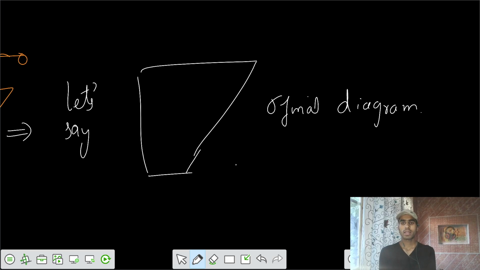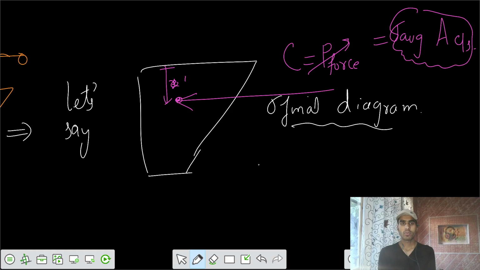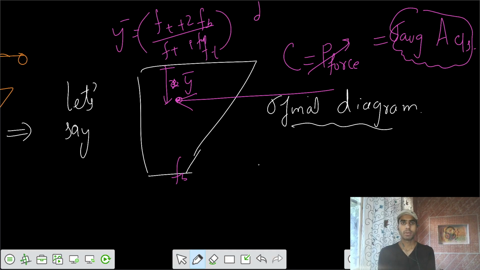So we are saying that this is our final stress diagram, and from that, how can you calculate the C force? I would say the C force would be somewhere here, and the C force is always equal to P force. We calculated that as average stress into area of the cross section. And the centroid was somewhere here at some y bar, such that this is your f top, this is f bottom, and your y top from the top, the location of the C force, is (f top plus twice f bottom) divided by (f top plus f bottom), into d by 3.